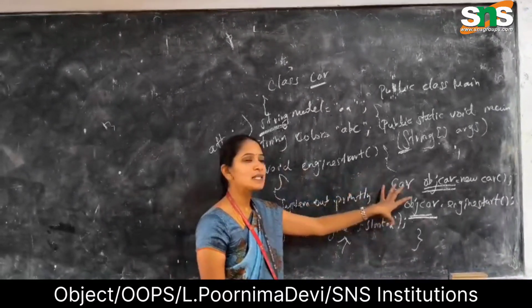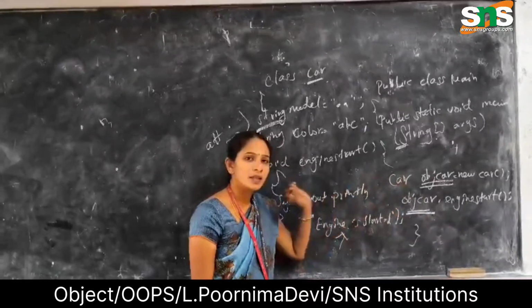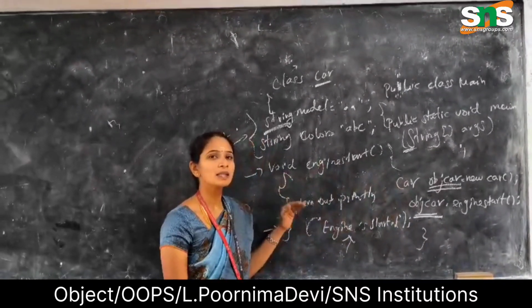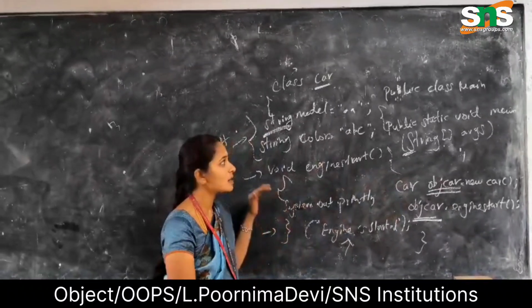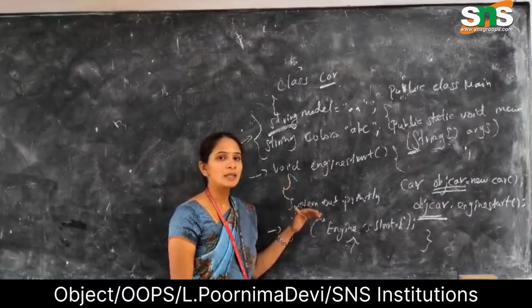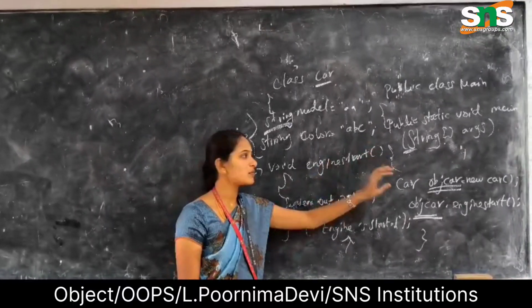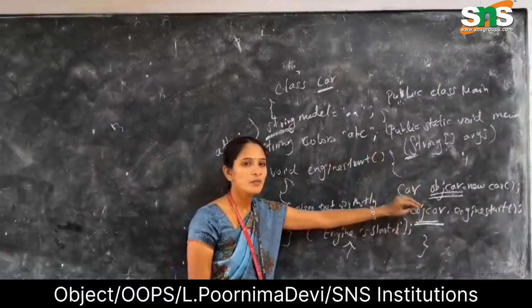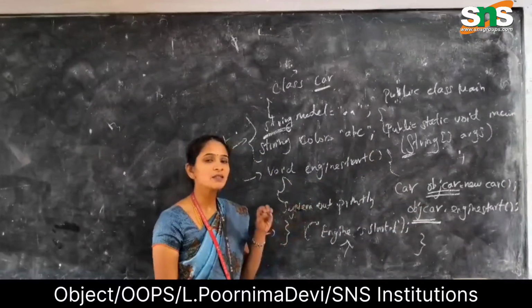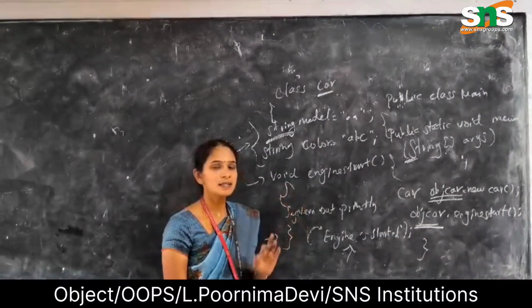In the main class, we have to create the object. Without creating an object, we can't access either an attribute or a method inside the class. This is the whole structure of the program. First we create the class, attributes and methods, and inside the main class we create the object. With the help of the object, we can access the attributes and methods declared inside the class.